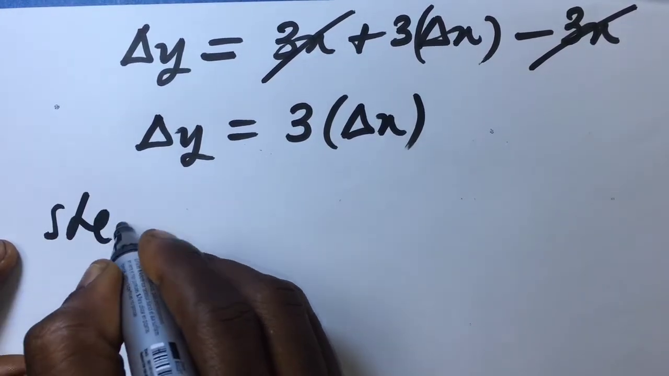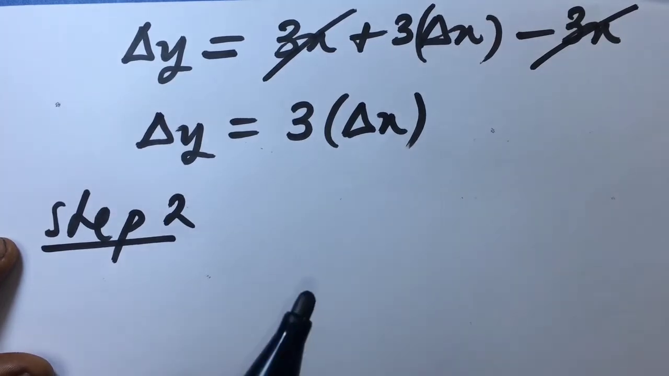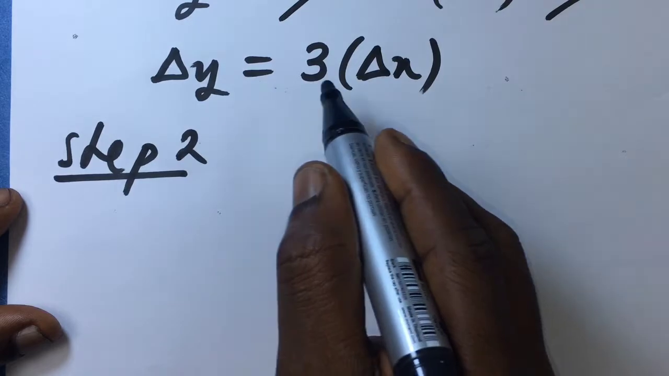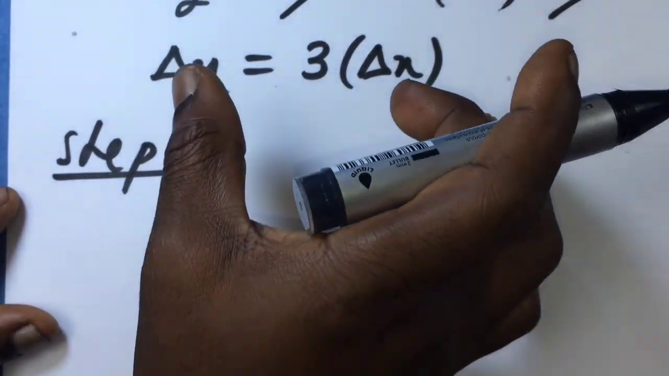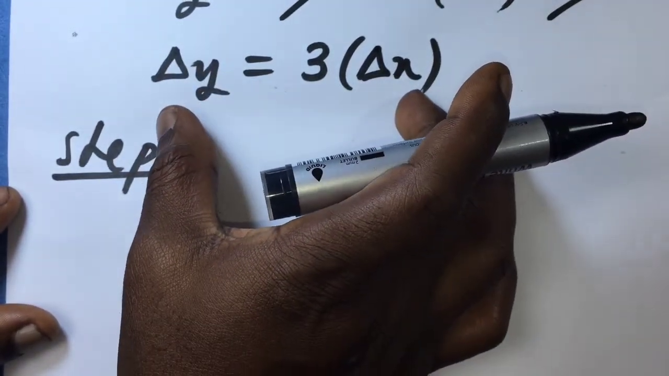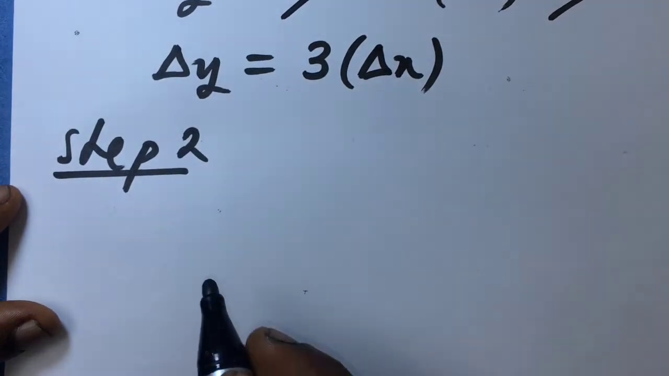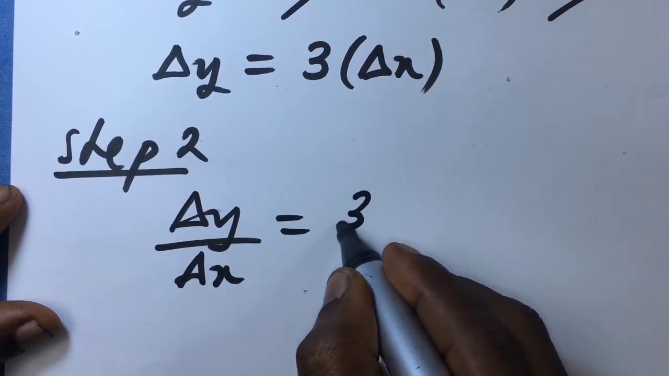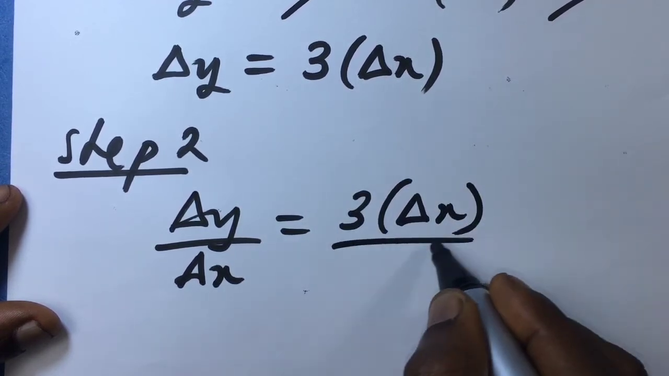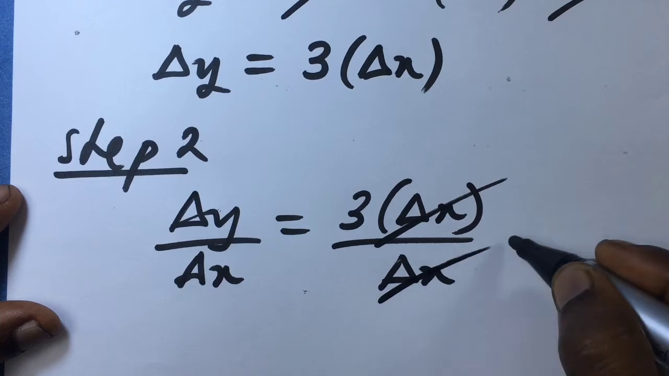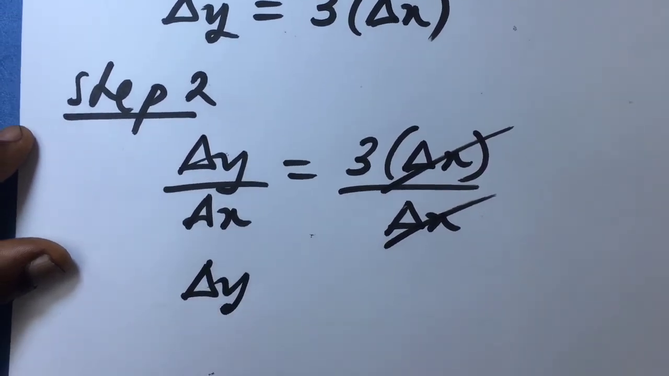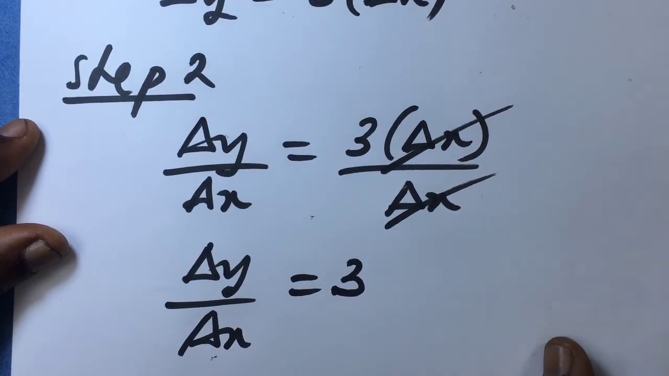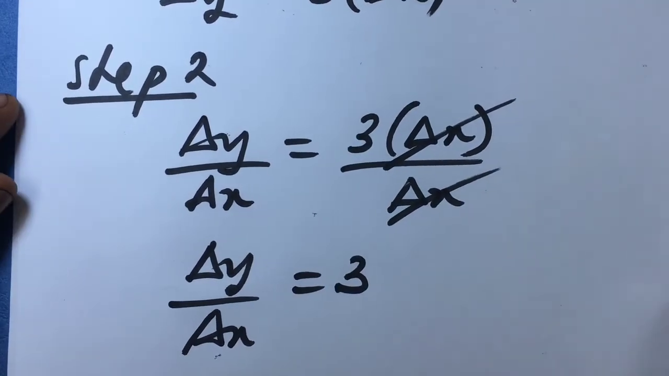Immediately, let's go to step 2. In step 2, your task will be to obtain the gradient function. And how do you obtain the gradient function? All you have to do is to divide both sides of the result you got in step 1 by change in x. So I'm going to do this. Change in y all over change in x will be equal to 3 change in x all over change in x. So if change in x cancels change in x, you're going to get change in y all over change in x to be equal to 3. Okay? Now, that will conclude your step 2.